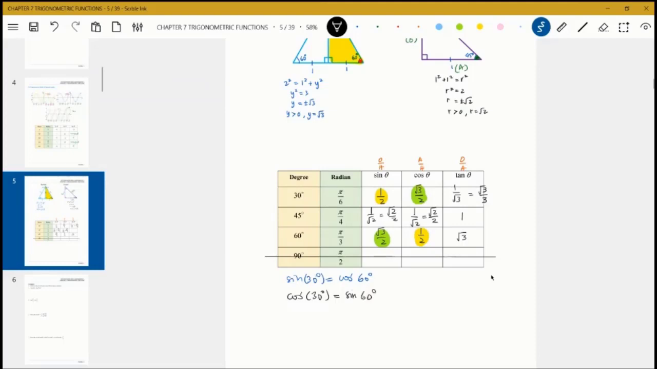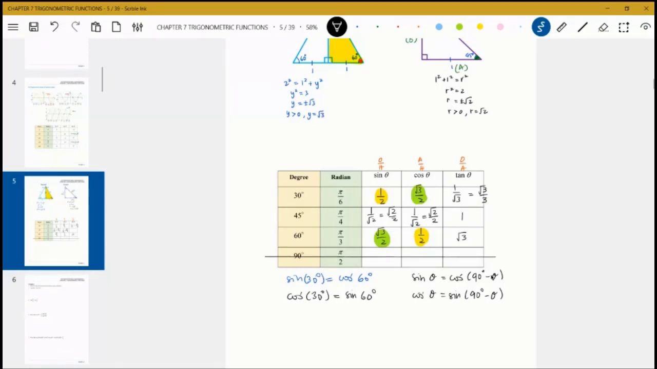Okay, so here we know sin theta equals cos 90 minus theta, and cos theta equals sin 90 minus theta. So from there we can see that they are complementary angles. Okay, so that's how we complete all the tables for the special angles. So the special angles are these ones, 30, 45, 60.